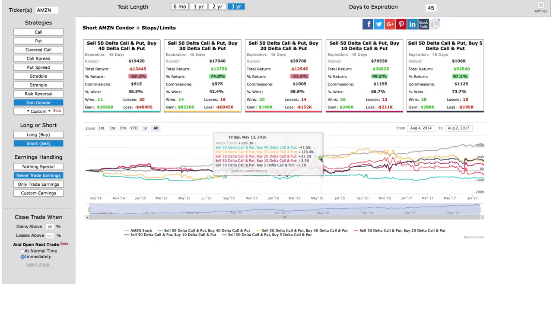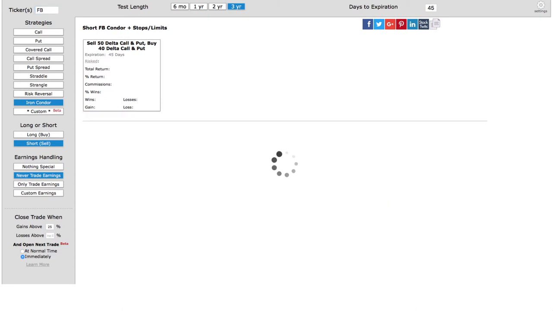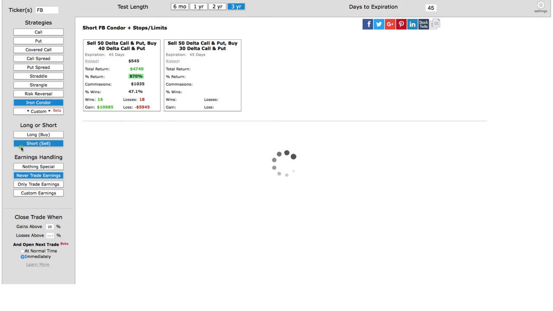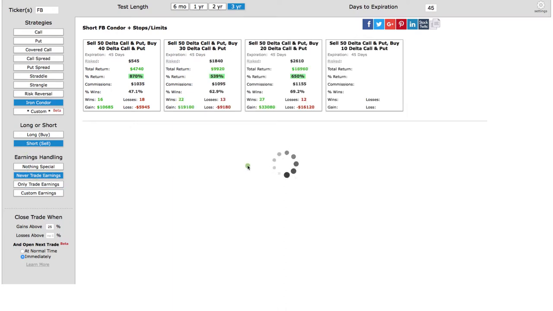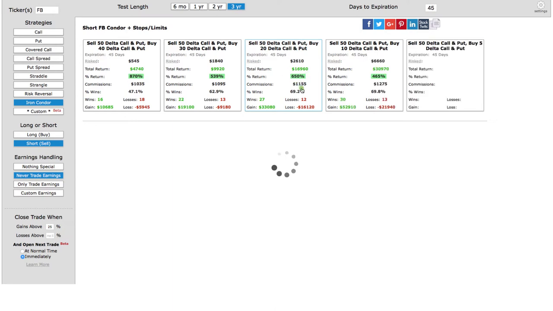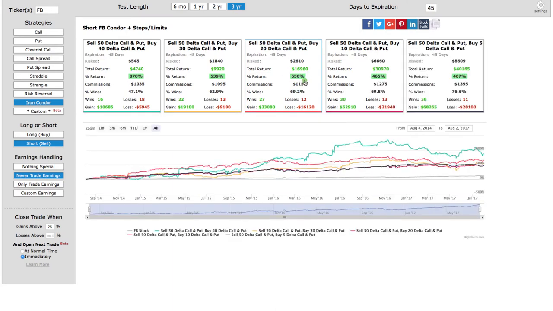So in that case, you might think, okay, Amazon's not necessarily the best stock to trade with this type of strategy. Every stock has its own little personality. So you could look at Facebook, for example. And again, we're excluding earnings, and look at this. You can see some very significant profits, good win rates, good profitability. So you can use this backtester to not only find the strategy that might work best for a particular symbol, but also the different symbols and how they react in these different environments.